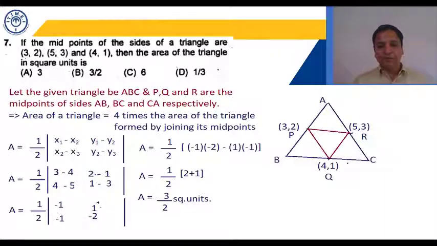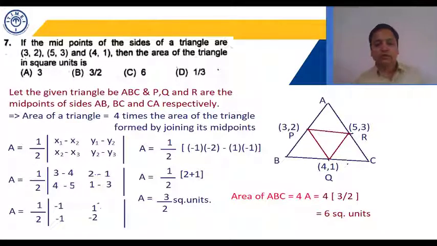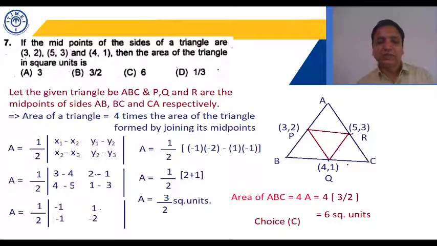Now this is the area of PQR. We are supposed to find the area of the triangle ABC, the whole triangle. So the area of the whole triangle can be obtained by multiplying the area of PQR by 4. That is, we multiply 3 by 2 into 4. 4 into 3 by 2 becomes 6, 6 square units. It's given as an option. So our answer is choice C.